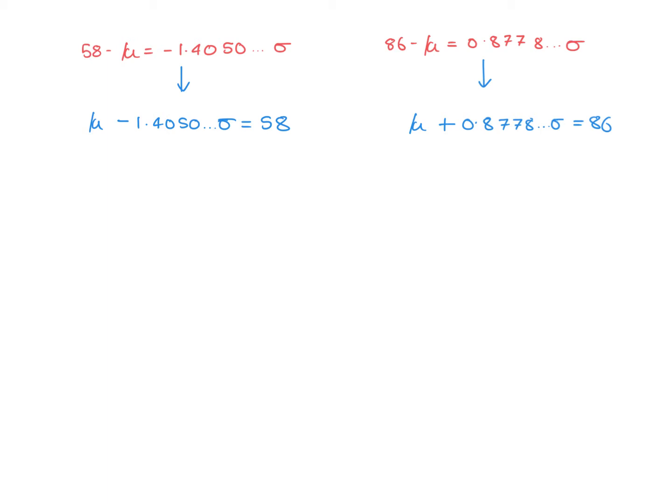So that is in equation mode, or mode A, so we select that. We then want F1 for simultaneous equations with two unknowns, and then we just input the coefficients of mu and sigma. So I input 1 for the first equation, then negative 1.4050... and then 58, and then I input 1 again, 0.8778, and then 86. And this then gives me my values for mu and sigma. So mu works out to be 75.233... or 75.2 to 3 significant figures, rounding it sensibly. And sigma works out to be 12.265... so 12.3 to 3 significant figures.